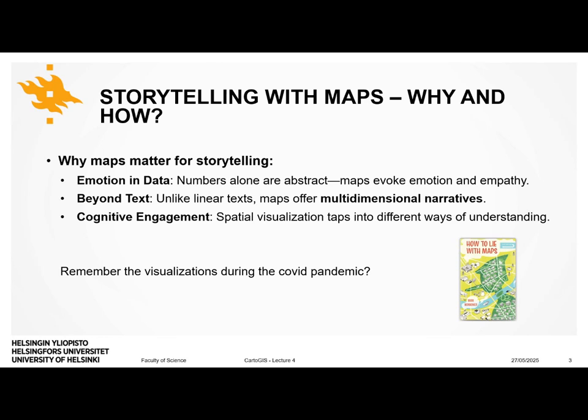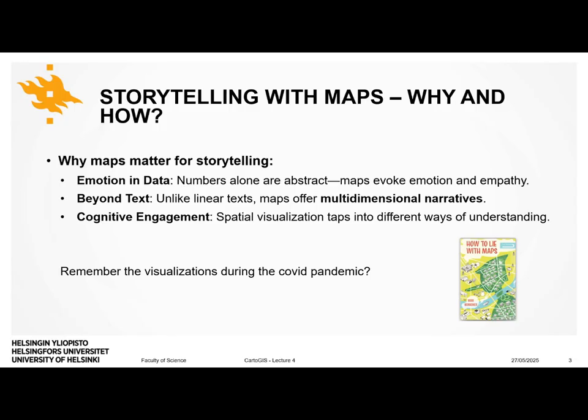Beyond text, unlike linear text, maps offer multidimensional narratives. So when you have text, of course, that's one form of telling narratives, but through a map, you have different dimensions. As we will talk about today, in your map you can have different elements. You have text, you have visualization, you can have other multimedia that we will cover today. And through that multidimensional approach, you can take a new approach to storytelling. So that can become very effective.